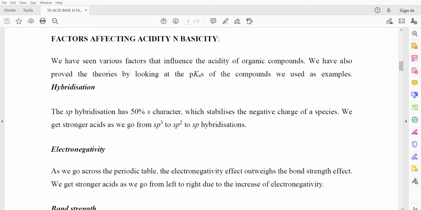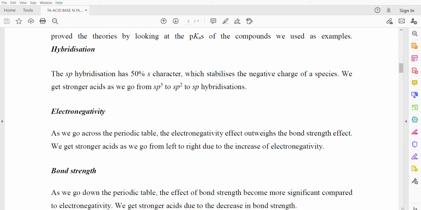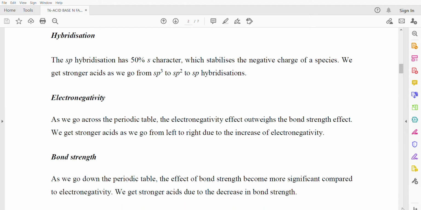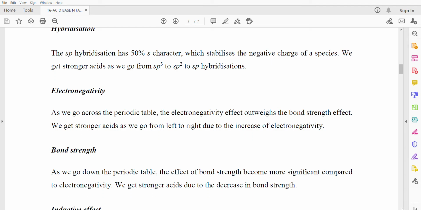CH, for example, will not be polar because the electronegativity difference is negligible. But in HCl, the bond is polar and the electronegativity difference is not negligible, so here it will be acidic in nature as compared to CH. Then hybridization plays its role. I have told you in detail that sp3 is not acidic, but sp is acidic as the s character is more, in a 1:1 ratio.